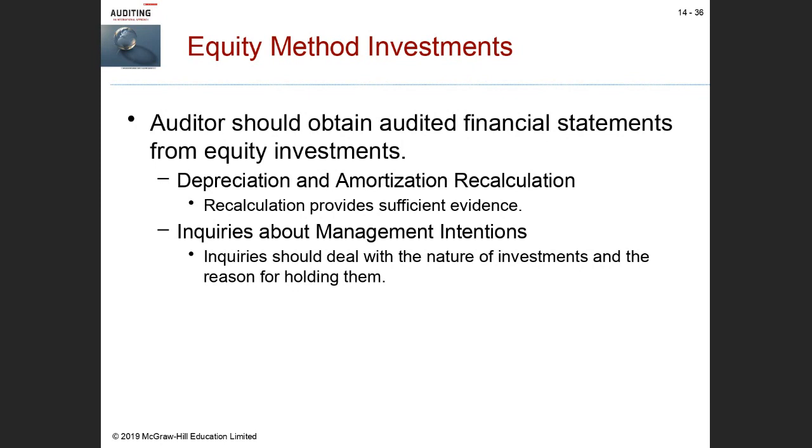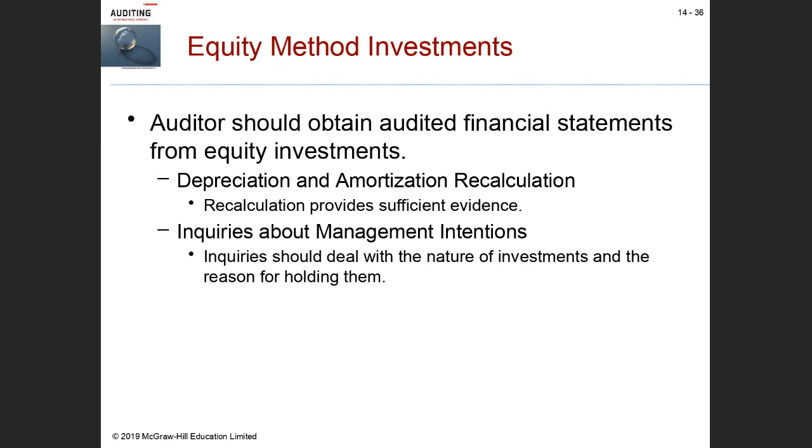Inquire if there have been any intercompany transactions between your client and the company in which it has invested. And also talk about, of course, management's intentions. Does management intend to continue to hold that security for the long term or not? Equity investments normally are long-term investments, and they are recorded in the case of significant influence under the equity method.